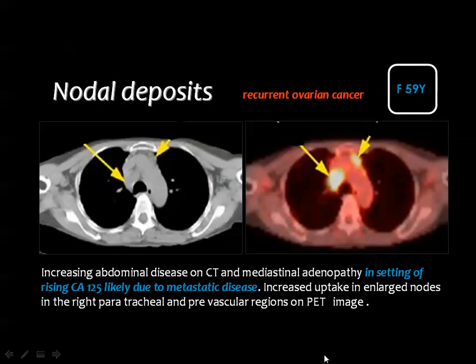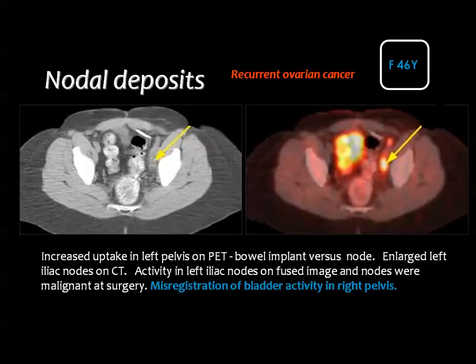For lymph node deposits, PET CT may result in false positive interpretation because of inflammatory diseases affecting the nodes like sarcoid and TB. But in the setting of elevated tumor markers, PET CT is considered one of the sensitive tools for detection of metastatic disease of ovarian cancer in particular.